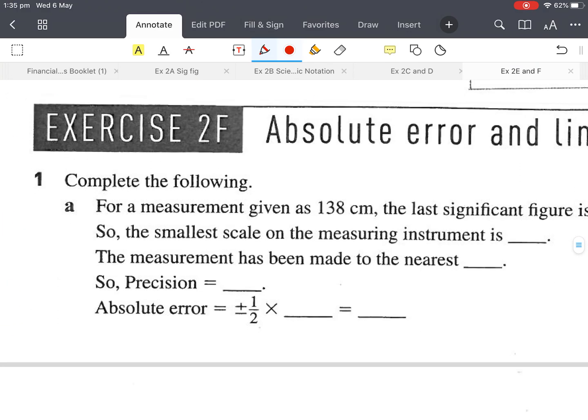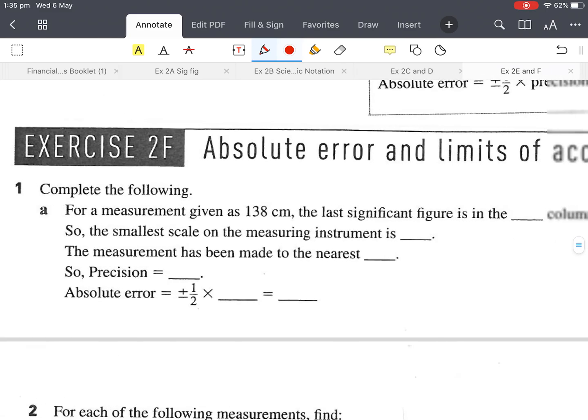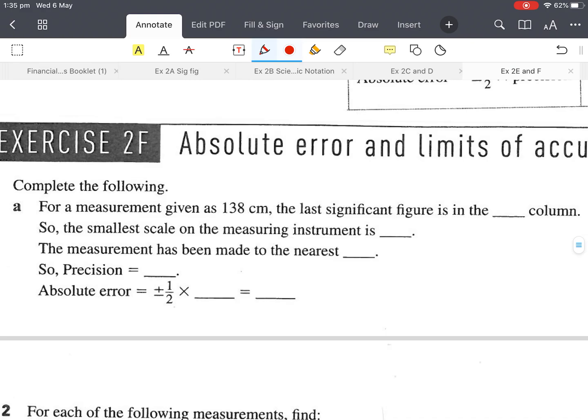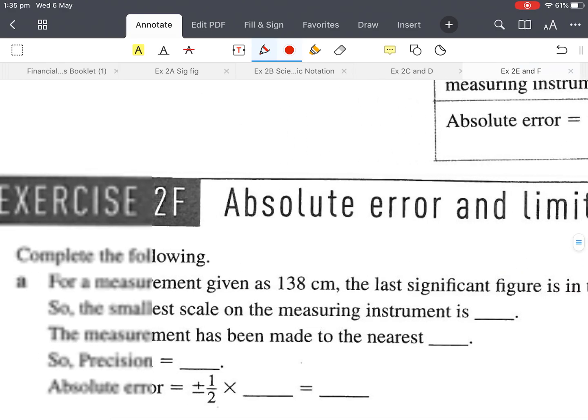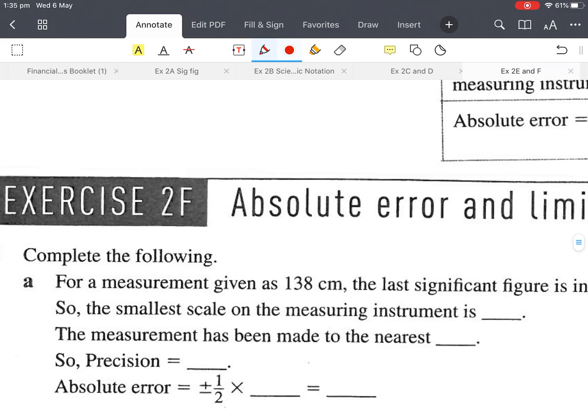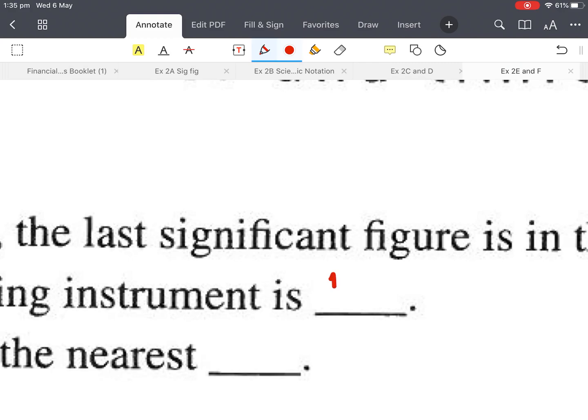So now we're going to do pretty much the same thing for question number 1. I'll read it to you first. For a measurement given as 138 centimetres, the last significant figure is in the, so the 8 is in the units column, isn't it? In terms of place value. Bad writing, sorry about that. So the smallest scale on the measuring instrument is to the nearest 1 centimetre.